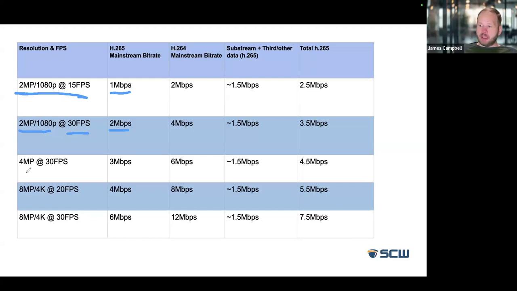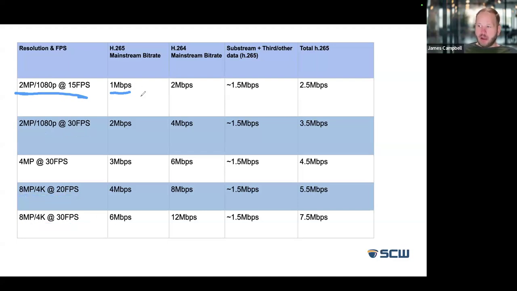But as we go up here, you can just kind of see, we've got 4 megapixel at 30 frames a second, which uses about 3 to 4 megabits, depending on the camera. Then we get up to the 4K at 20 frames a second, about 4 to 5 again. And then when we get to 8 megapixel, or 4K at 30 frames a second, we're looking at 6.